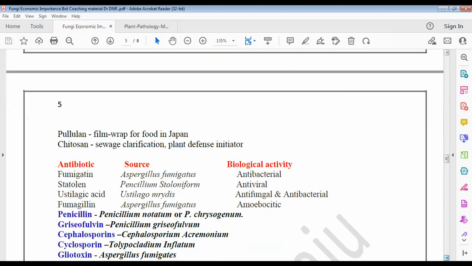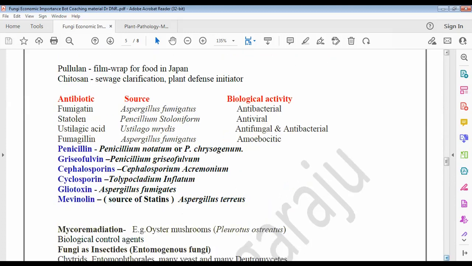Simple technique. The antibiotics: penicillin, from Penicillium notatum and Penicillium chrysogenum. Griseofulvin also from Penicillium griseofulvum. The cephalosporin from Cephalosporium. So many products are there.